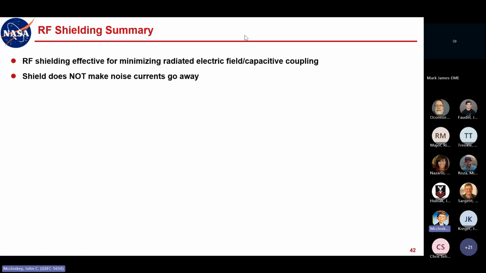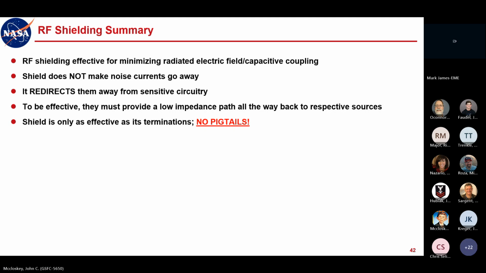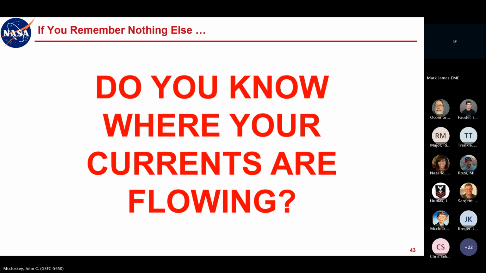So RF shielding is effective for minimizing radiated electric field and capacitive coupling. The shield does not make noise currents go away. It simply redirects them away from sensitive circuitry. To be effective, they must provide a low impedance path all the way back to their respective sources, so the shield is only as effective as its terminations. No pigtails, and you didn't hear that little caveat that we just discussed. So 360-degree coverage is ideal to minimize inductance.